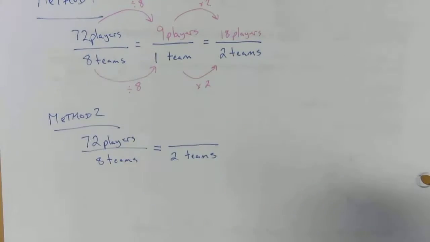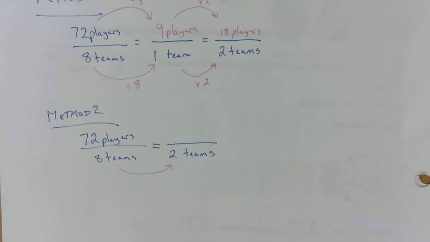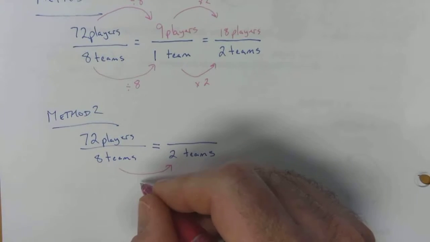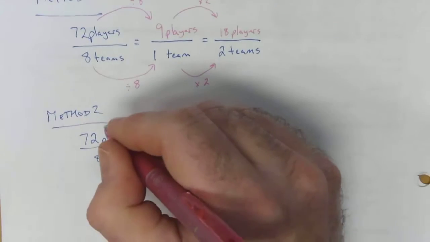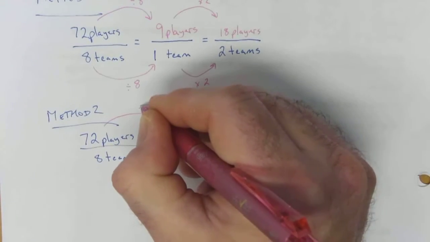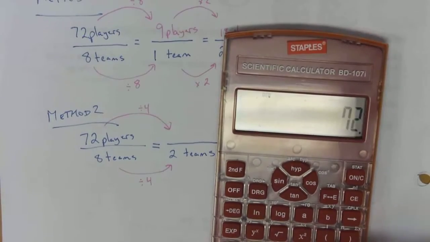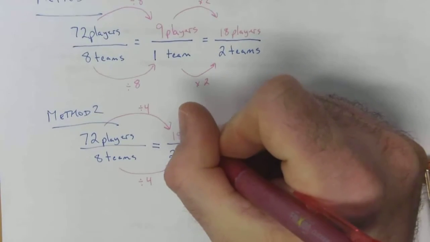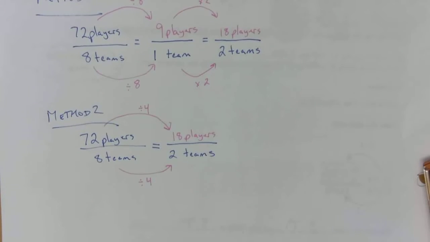Now, if we look at this, we're going from 8 to 2. Using multiplication or division, we need to figure out how do we go from 8 to 2. Well, in this case, it's a divide by 4 situation. So if we do that on the bottom, we also have to do that on the top. And then 72 divided by 4 equals 18. So there are 18 players. So it's the same answer as we had above.